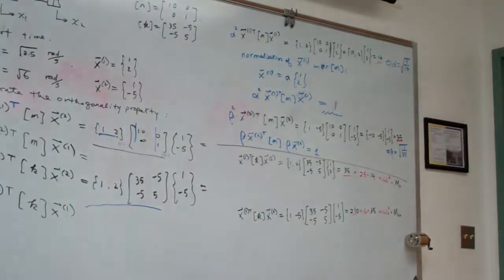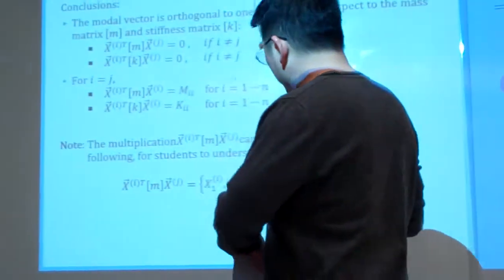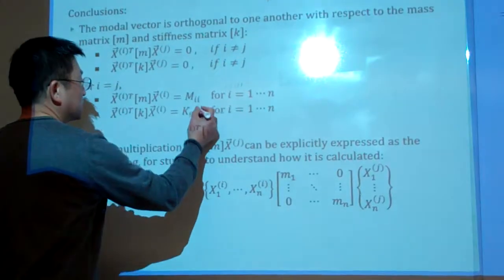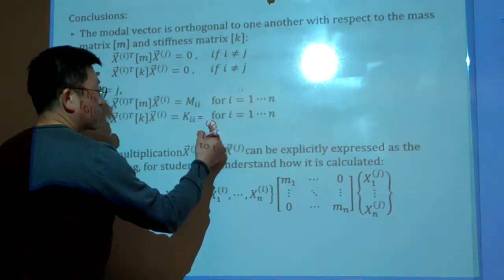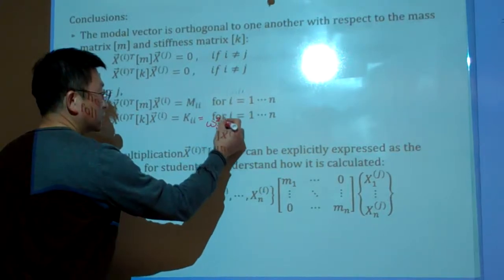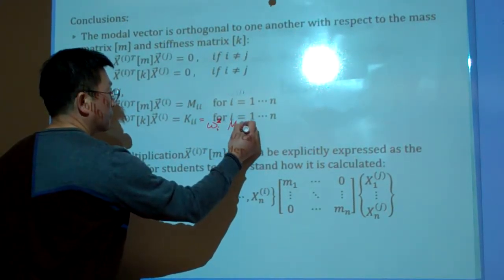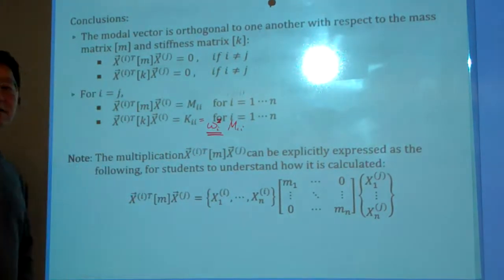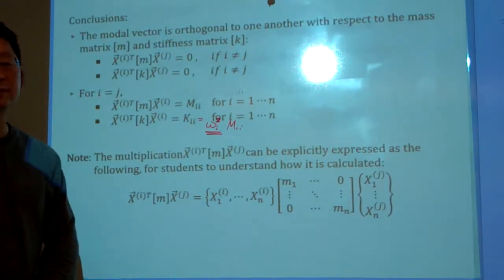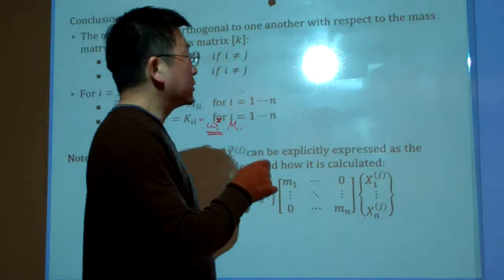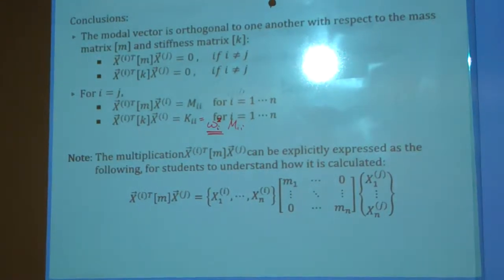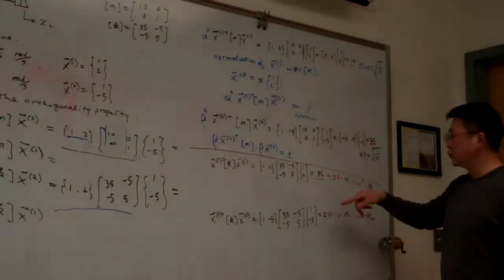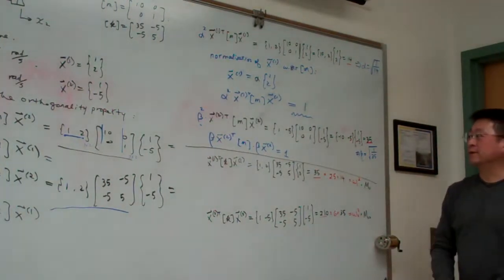So through our numerical calculation, K_ii is always equal to the corresponding frequency, omega squared, times M_ii. So these are the numbers there. And this one is always true. Doesn't matter if you work on non-normalized or normalized, but let me try.